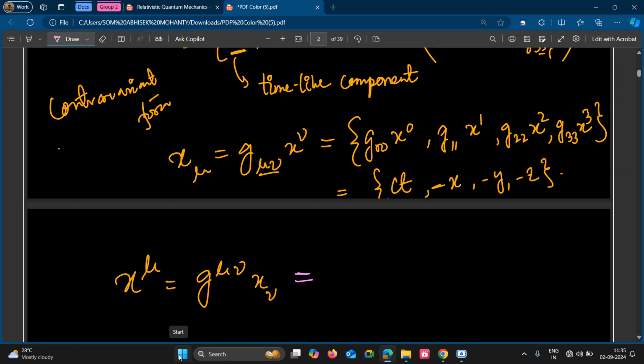g mu nu x nu. So again, what can I write? x0, x1, x2, x3. This is contravariant, right? This means I want to easily transform between the covariant and contravariant forms of a vector and vice versa. Vector here means tensor, we will call it a vector also. Okay, no problem.